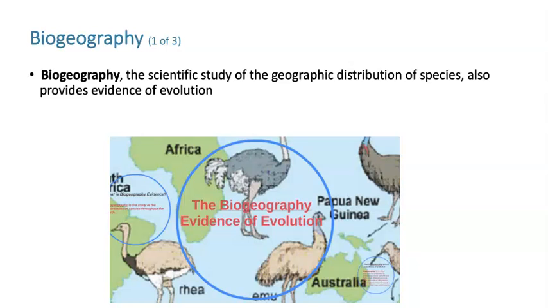The last major topic that we're going to hit is biogeography. Biogeography is such an interesting topic, and we don't have too much time to go into it. But basically, biogeography is the study of the geographic distribution of species, and it also provides evidence for evolution. So what does the distribution of organisms have to do with evolution?